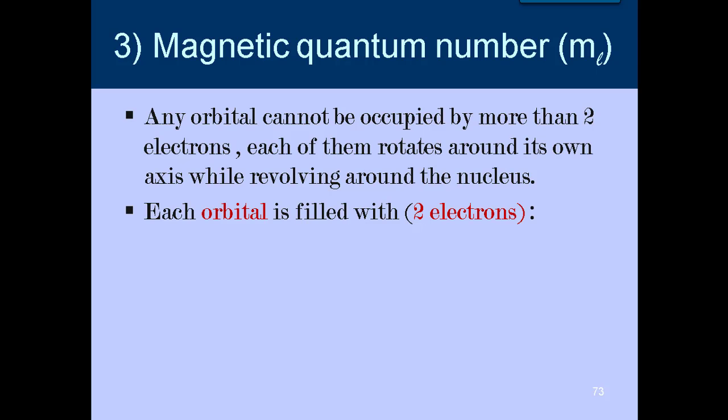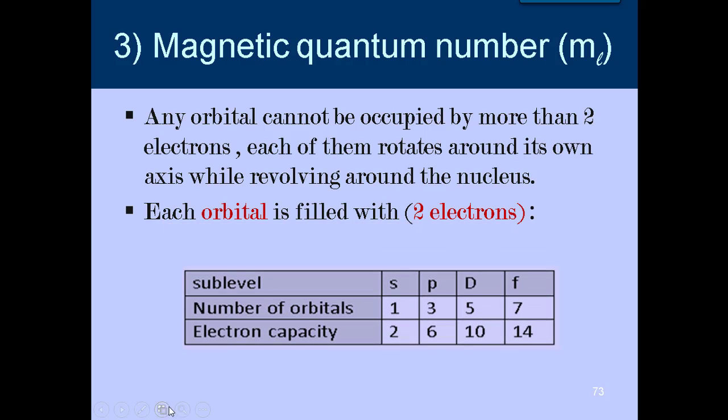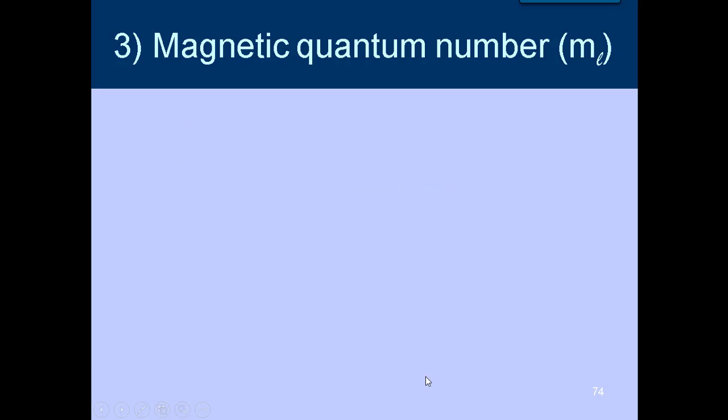Each orbital, as we mentioned, is filled with 2 electrons. So S sublevel consists of one orbital, so it is filled with 2 electrons. P sublevel is composed of 3 orbitals, so it is filled with 6 electrons. D sublevel consists of 5 orbitals, so it is filled with 10 electrons. F sublevel has 7 orbitals, so it is filled with 14 electrons.